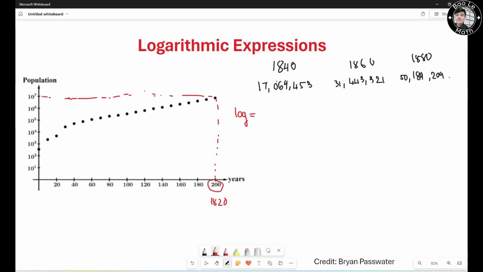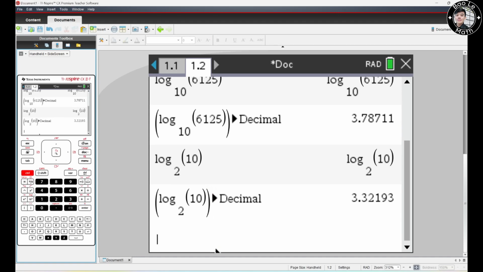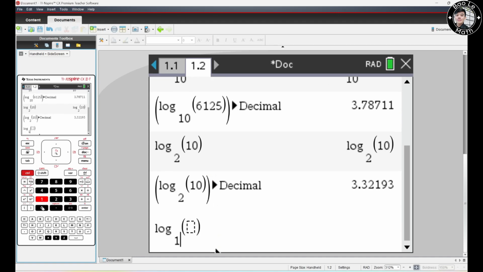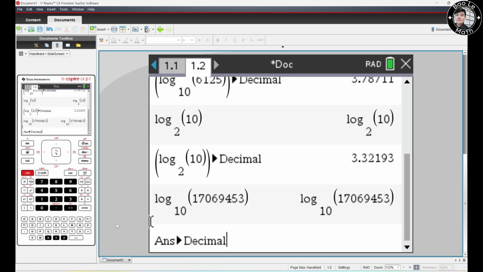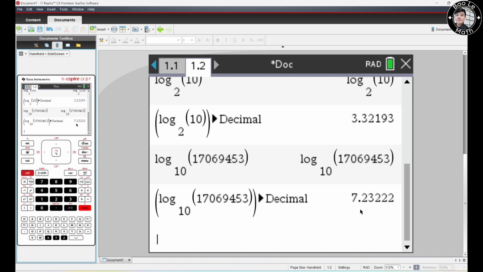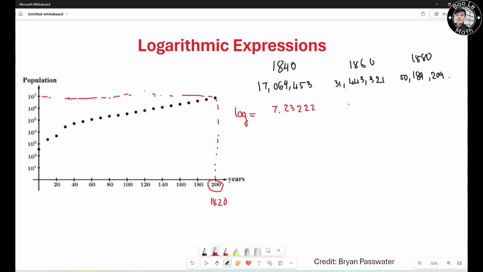Now we need to calculate the log of this value, so we have log of the population right here equals, right? So we bring up the calculator, we just hit control log, base 10, right? If we don't see anything, which means base 10, and we hit 17 million, and we hit enter, right? Hit menu, number, convert to decimal, hit enter. The answer is 7.23222. Alright, if we do the right thing, the answer right here must be 7.4975. And this one must be 7.7006.